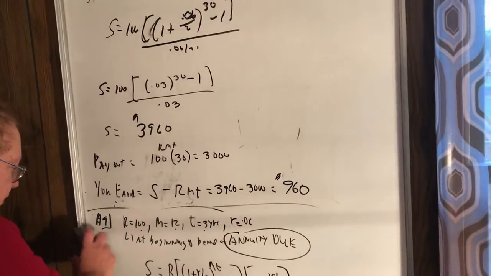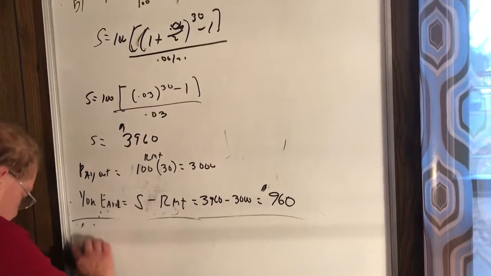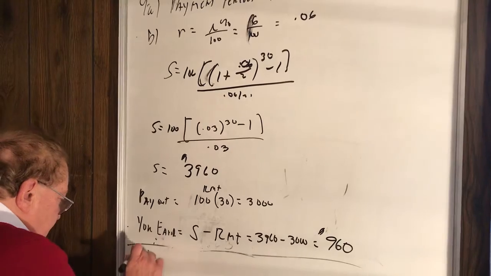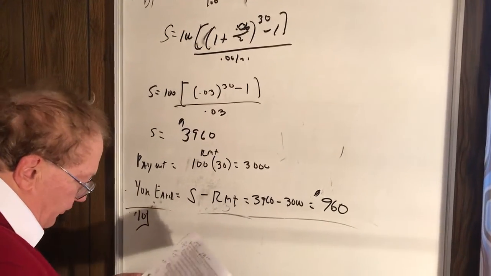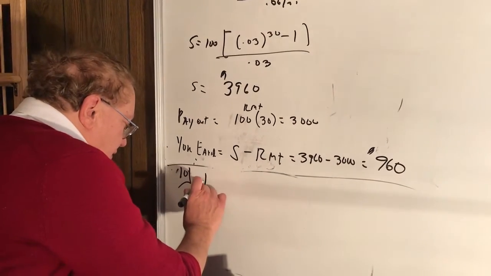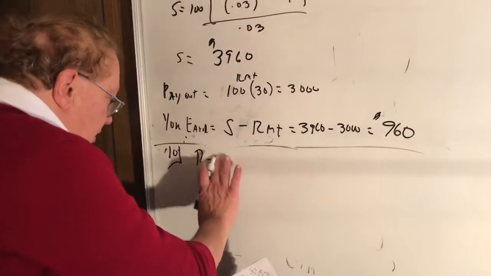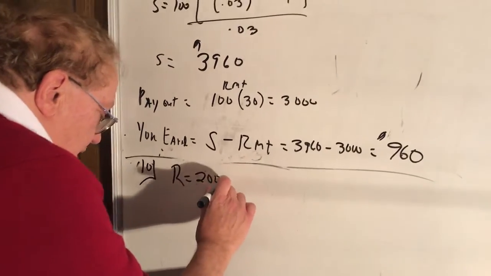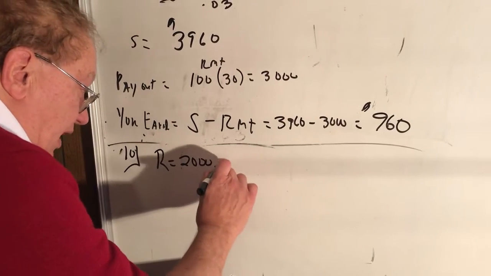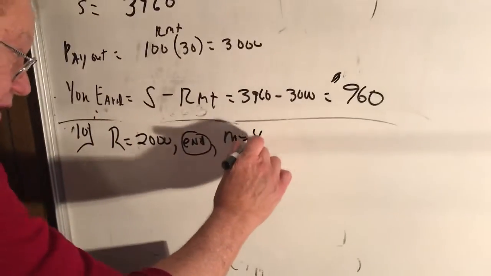So let's erase this. And we'll start number 10 down here. So number 10, let's try to figure out what we have first. Suppose an annuity pays $2,000. At the end, okay, of each 3-month period, so it's the end, so therefore you know you have an ordinary annuity.